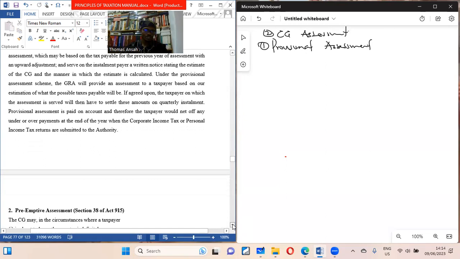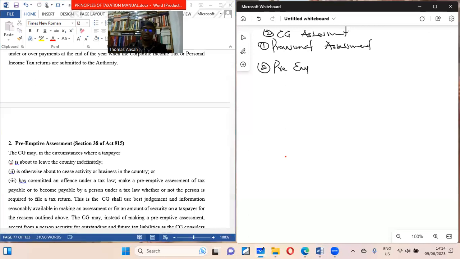All right, then we have preemptive assessment. What is a preemptive assessment? Now, if the Commissioner General has the hint that you are going to leave the country, you are being prosecuted, you are going bankrupt, and all those things, the Commissioner General can assess you preemptively. So by force assessment, he will do it on you using his best knowledge. All right. But you see, it's a provisional assessment, only that it's preemptive.